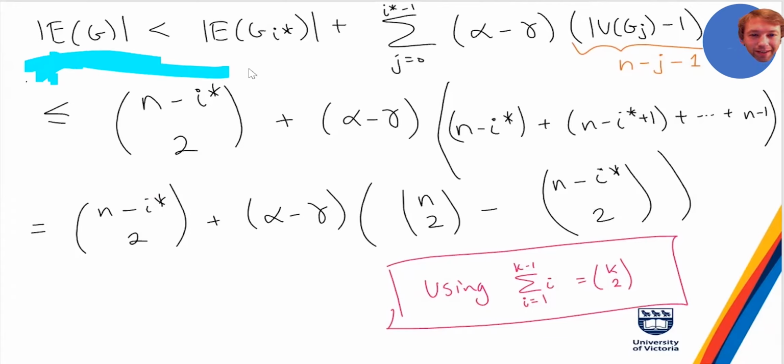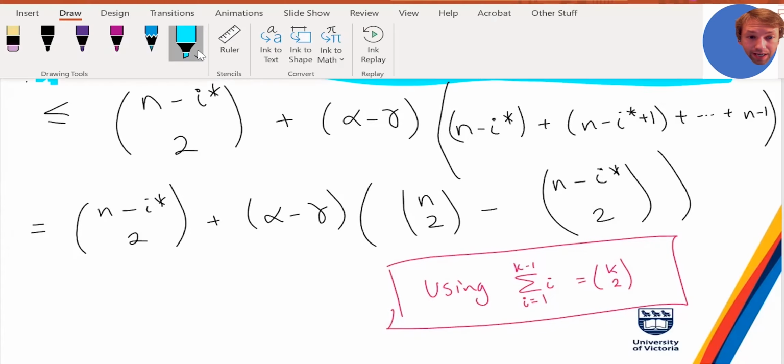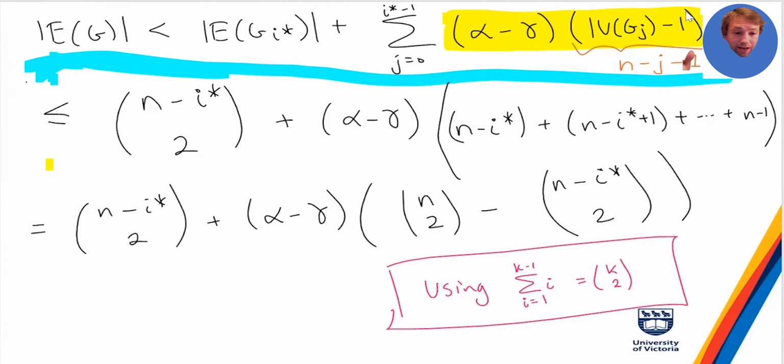So here I'm using the equality I got from the last slide, but I'm plugging in the fact that the degree of VJ is small. So the degree of VJ is smaller than this. Otherwise, I would have terminated at the jth step instead of at the I star step.